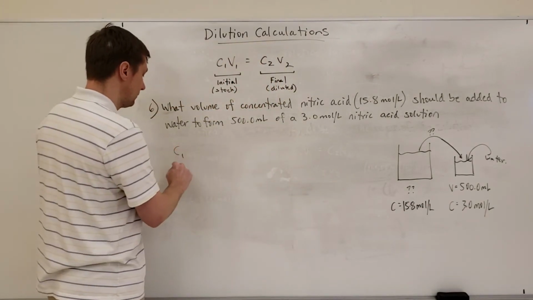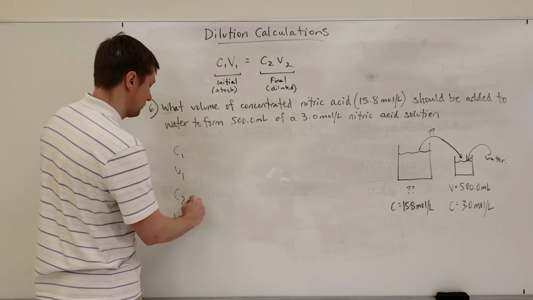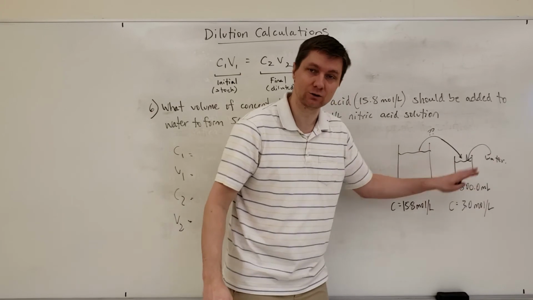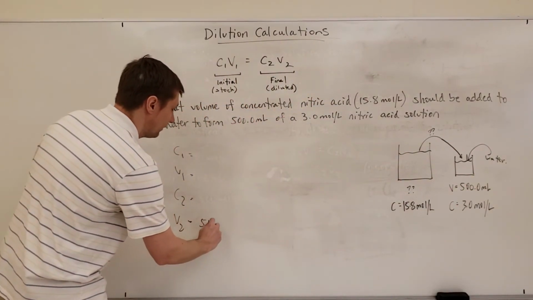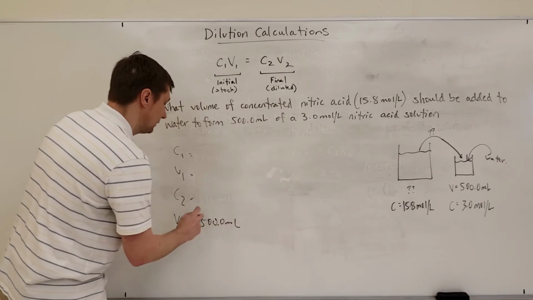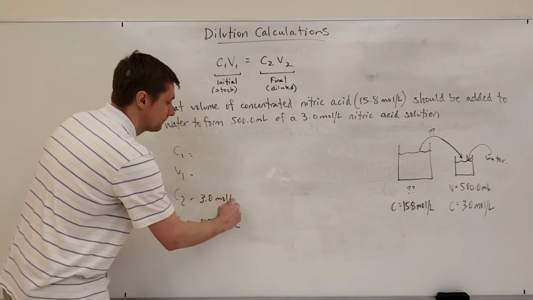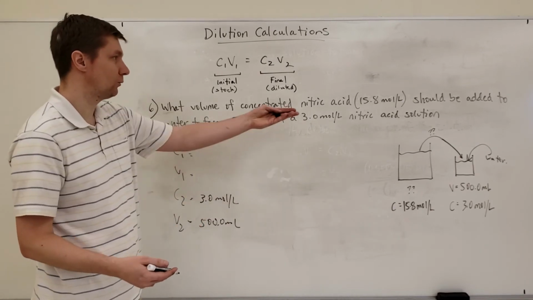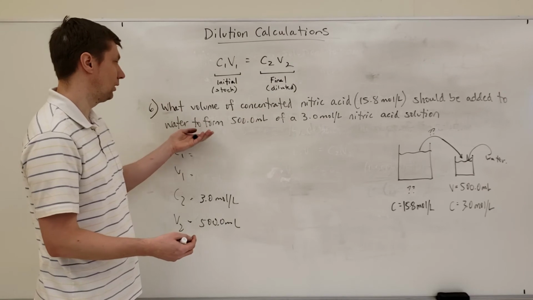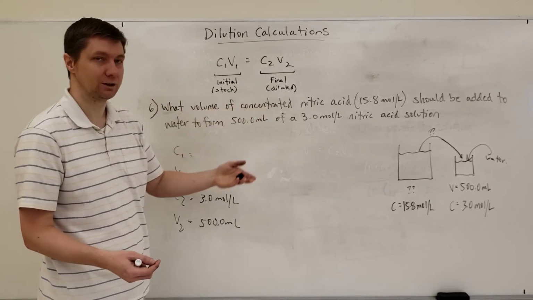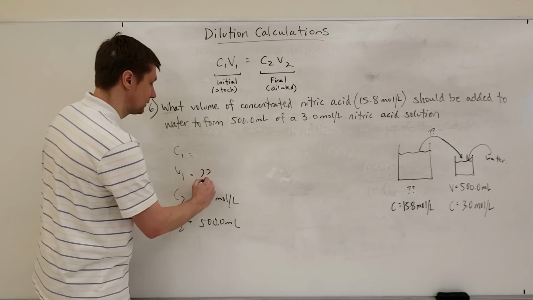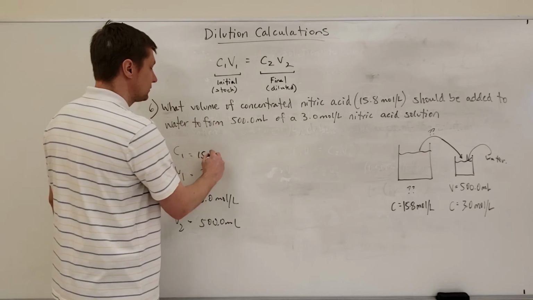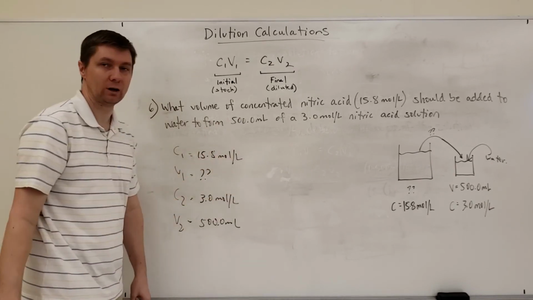So if I'm organizing this again, my C2 and V2 are these numbers over here for the diluted solution. So this is going to be 500 milliliters, and this is going to be 3.0 moles per liter. The problem is asking for a volume. What volume of water, or sorry, what volume of concentrated nitric acid should be added? So this is what we're looking for, V1. And my initial concentration is just going to be my stock solution concentration, which is 15.8 moles per liter.